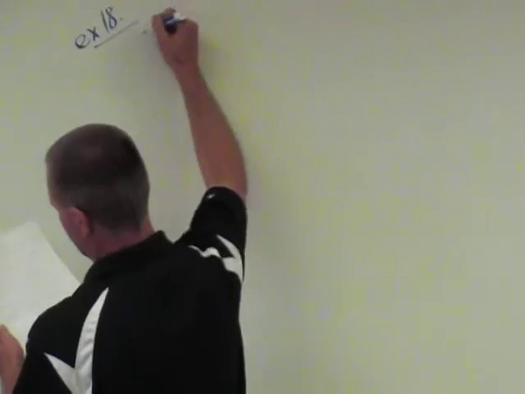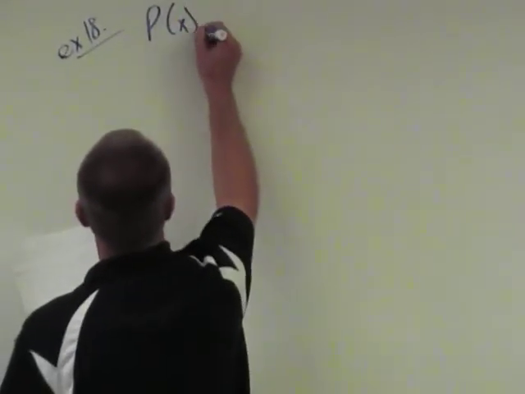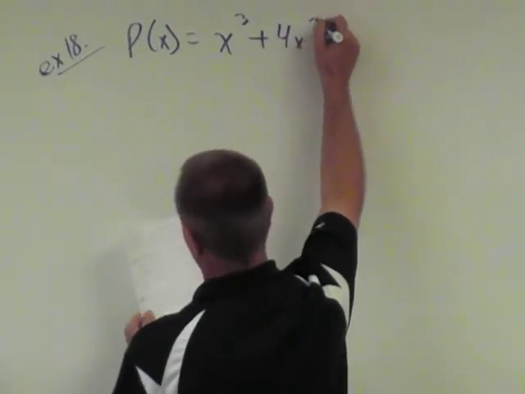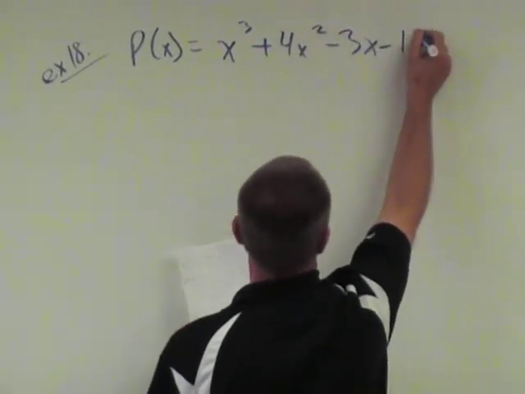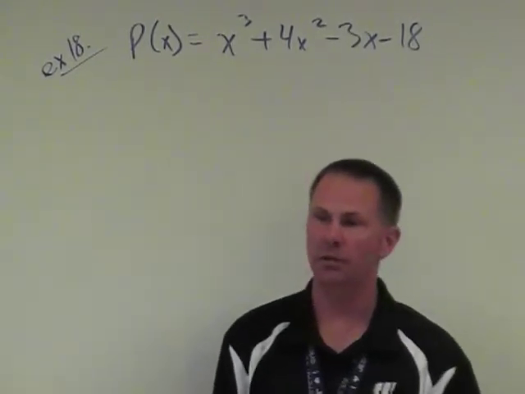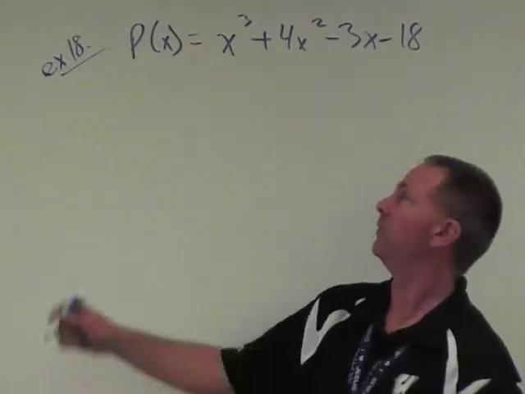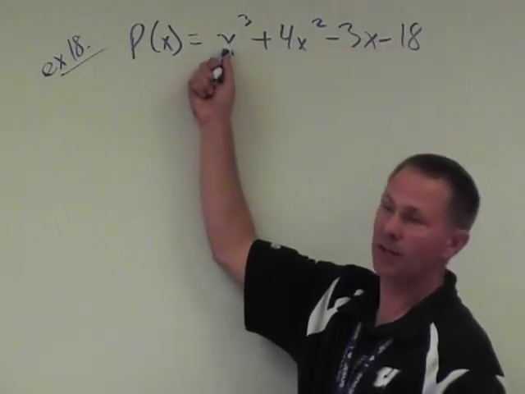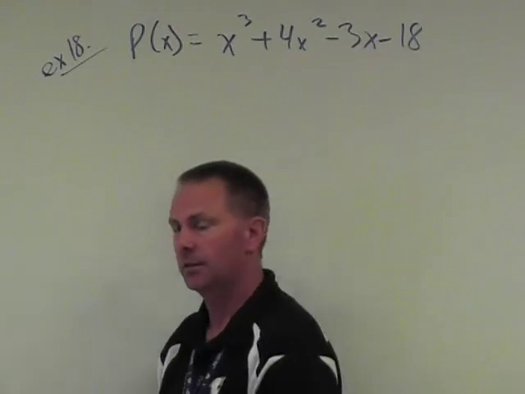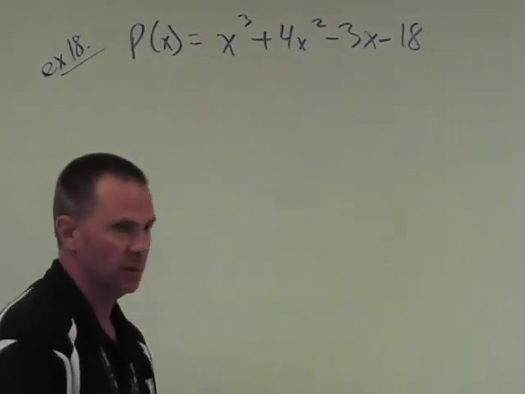Example 18. So here is your polynomial, x cubed plus 4x squared minus 3x minus 18. First of all, tell me all of the possible zeros there are. All of the factors of 18 over each of the factors of this leading coefficient, which is 1, so it ought to be pretty easy. What are the factors of 18?